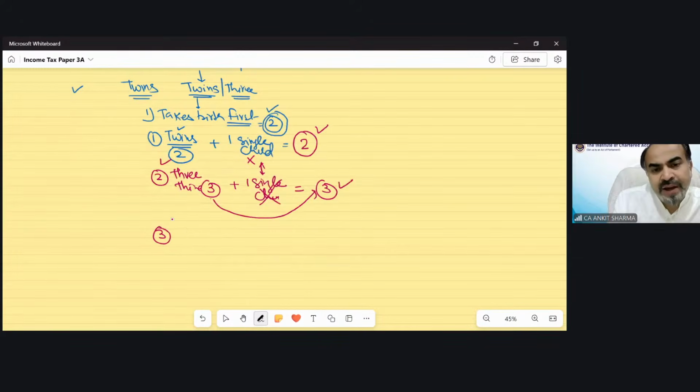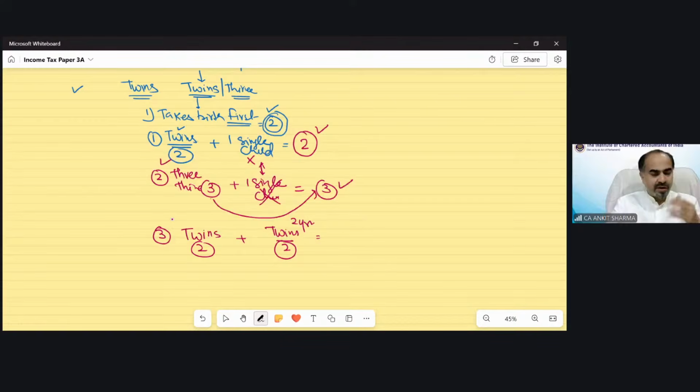Suppose I ask you that twins take birth, and after that again twins take birth. After 2 years, again twins take birth. Then how many children's exemption can we claim in respect of these children who have taken birth on or after 1st October 1998? Correct, Surinder? Surinder is saying 2. Exactly. The correct answer is 2. So once the twins or thrice have taken birth, they all can have the exemption. But after that, even if a single child takes birth or twins take birth, they cannot be eligible for the purpose of exemption. Understood?